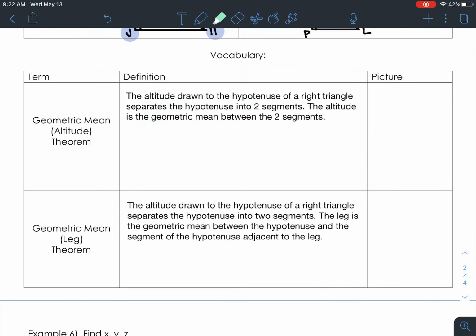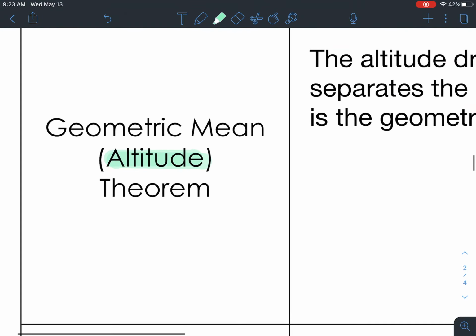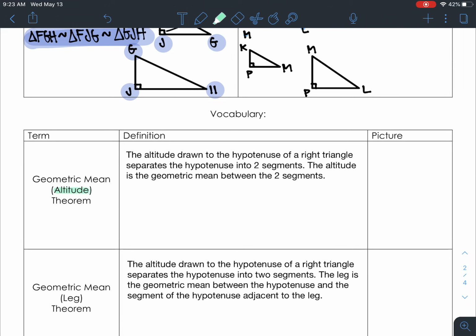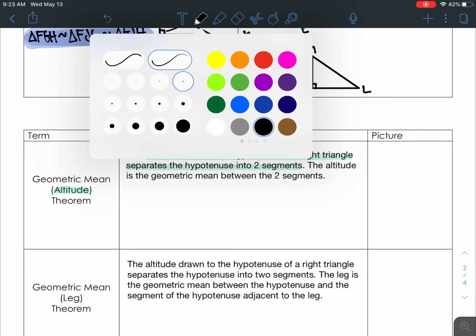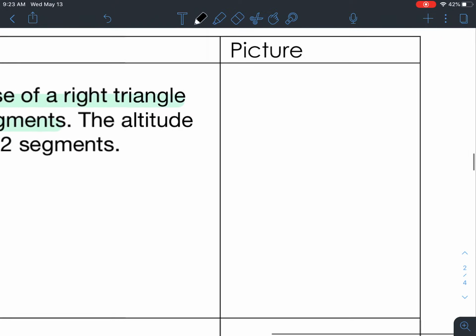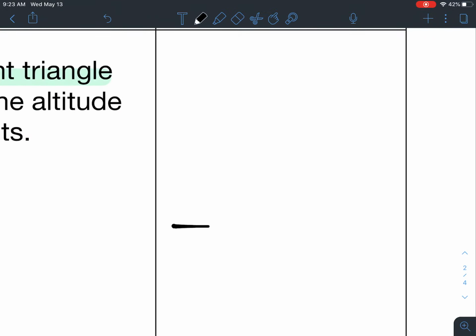So what this first theorem is saying is we have the geometric altitude theorem. It starts off with: the altitude drawn to the hypotenuse of a right triangle separates the triangle into two segments. So here's what I want us to do. I want us to start drawing that first. I'm going to draw a right triangle so that this segment right here is my hypotenuse. So go ahead and envision that right triangle.